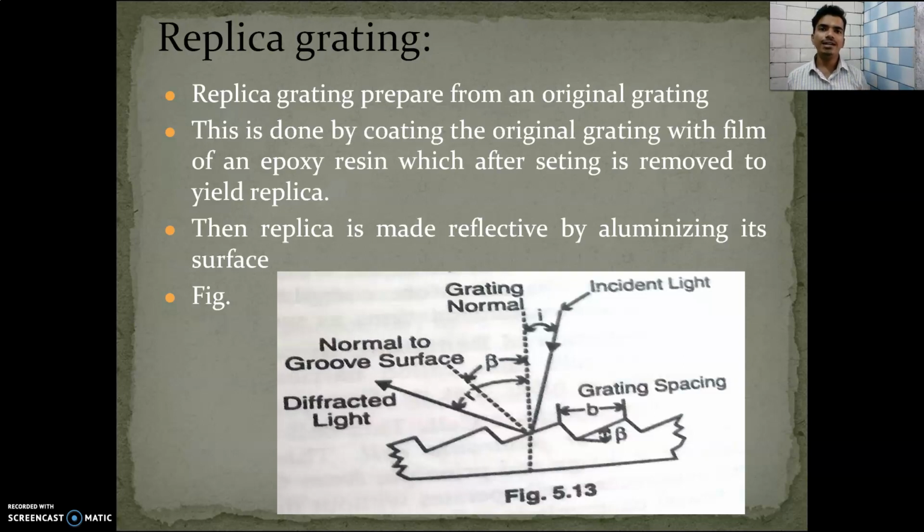So replicating is done for the original grating, by coating the original grating with a film of epoxy resin, which after setting is removed to yield a replica. It is used as a mold, using the epoxy material to produce that mold, and this replica is then made reflective by an aluminized surface. So the same phenomenon is there in this case also, the replicating grating monochromator.